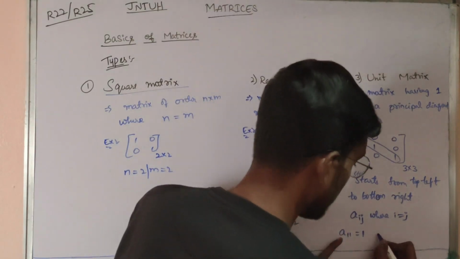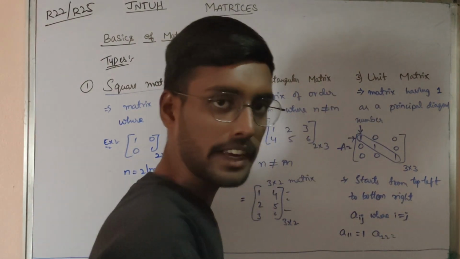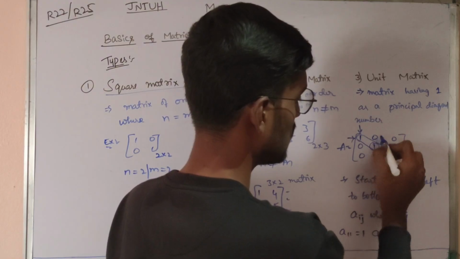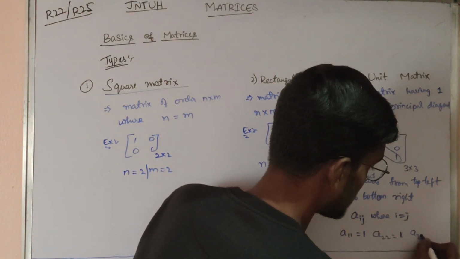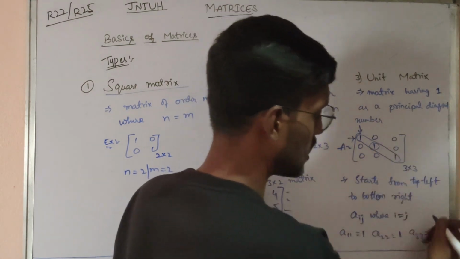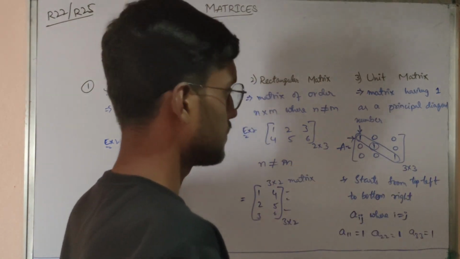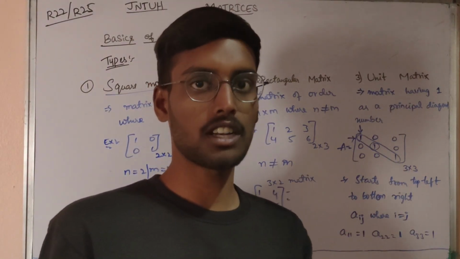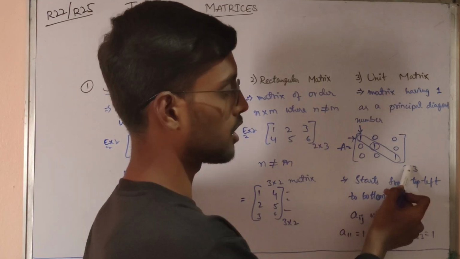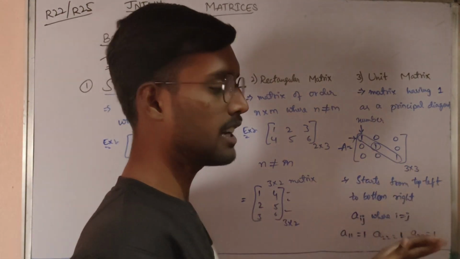Next, take A22, second row, second column, having 1 as its element. Next, A33, third row, third column, 1. So a unit matrix is a matrix having 1 as its principal diagonal. The principal diagonal starts from top left to bottom right, where i and j are equal.